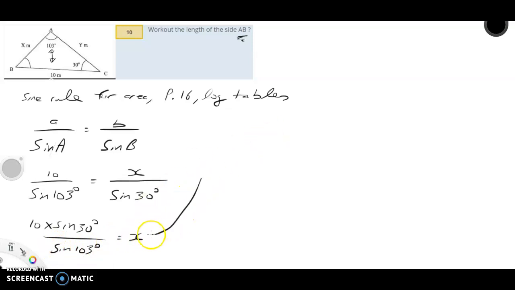So I'll just bring that up here now. X equals 10 times sine 30, you can write it like that, all over sine 103 degrees. So we'll bang that into the calculator using the fraction key. 10 times sine 30, don't forget to close your bracket, over sine 103, and again close the bracket, press equals, and I have 5.